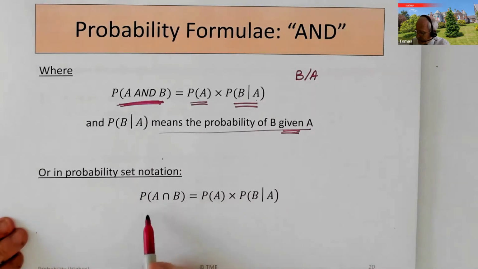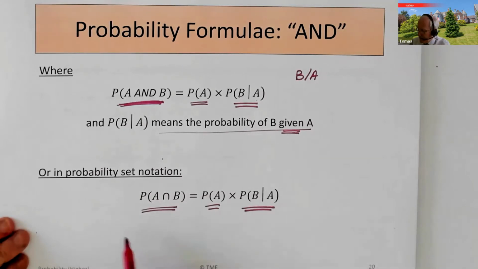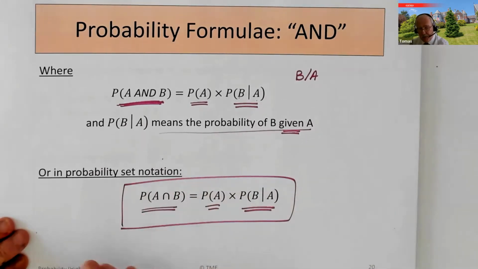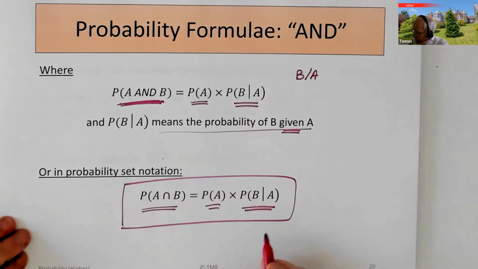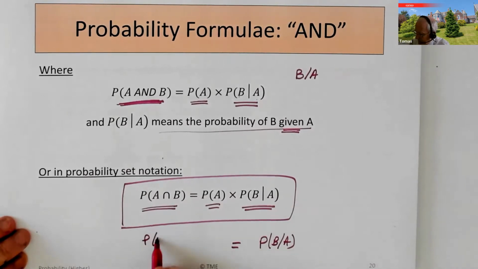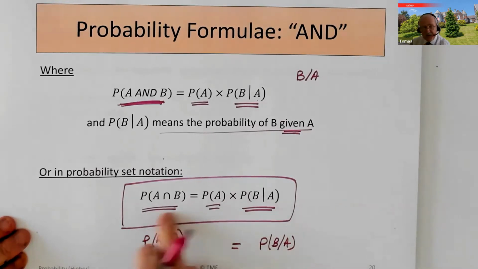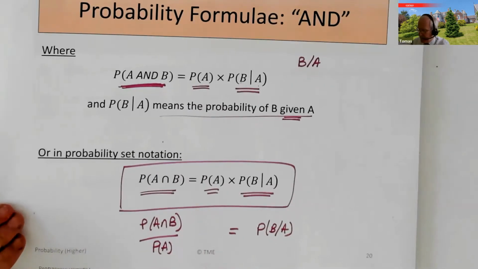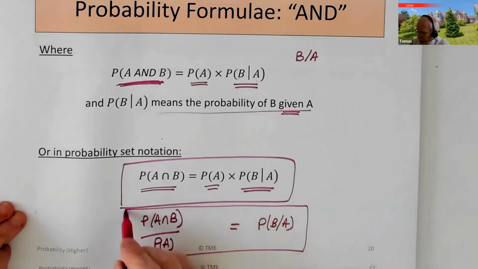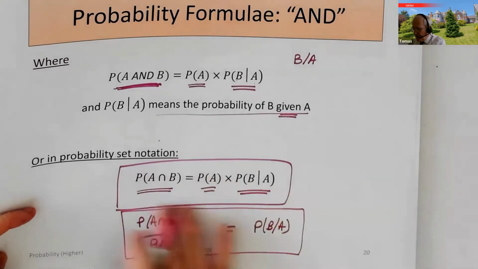Or written in set notation, P(A intersection B) is P(A) times P(B given A). And that's an important formula that we keep, because there's different ways of writing that. We could, for example, write that as P(B given A) equals P(A intersection B) over P(A). All I've done is take that to the other side. So that's another equation, and we'll hold that. It's in the tables, but I think it's important that we keep that, know what that formula is and how we can manipulate it, because you might need that in a question later.